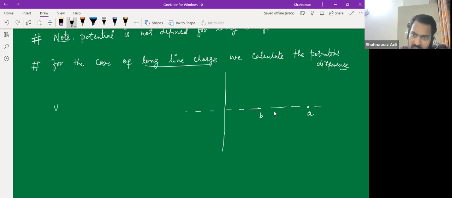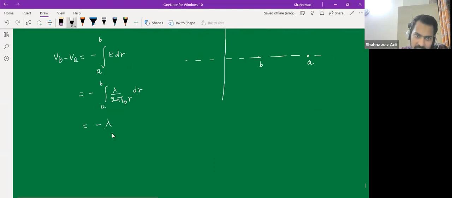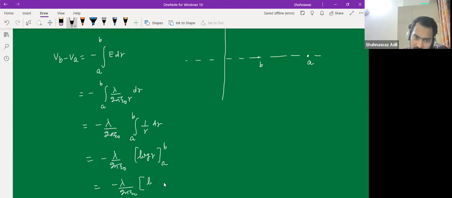So for the case of a linear charge, we bring the charge from fixed point A to fixed point B, so this is the final point. V(B) minus V(A) would be the integral from A to B of minus E dr. So this would be minus the integral from A to B of lambda by 2 pi epsilon naught r dr. Again same calculation: this is 1 by r dr, so this is minus lambda by 2 pi epsilon naught times log of r from A to B, which is log of B minus log of A.